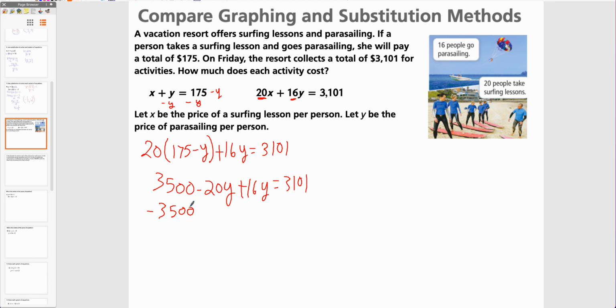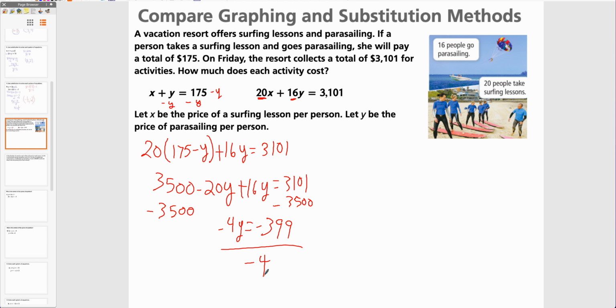Subtract 3,500. Negative 20 plus 16 would be negative 4Y, equals negative 399. Since they're both negative, you can change them both to positive. So 399 divided by 4. 400 divided by 4 would be 100, so it's going to be like 99.75. Yes, $99.75.